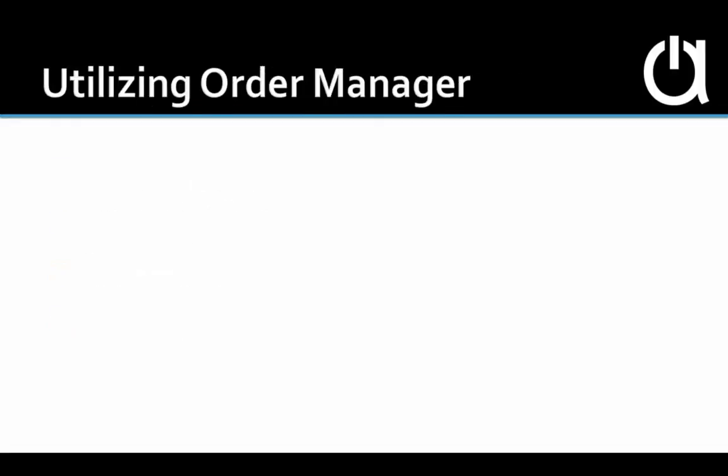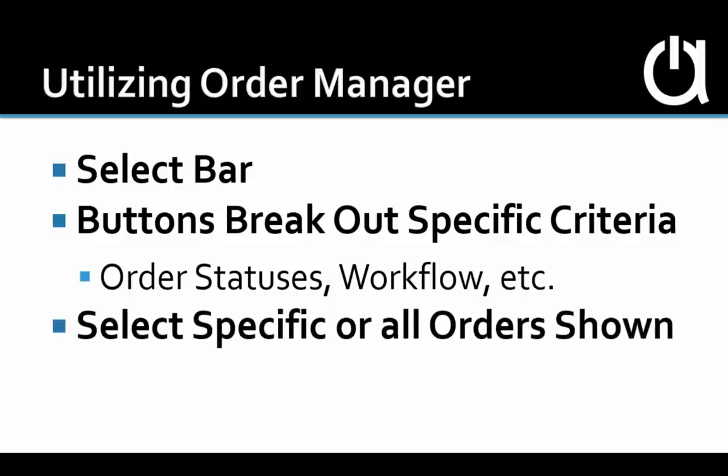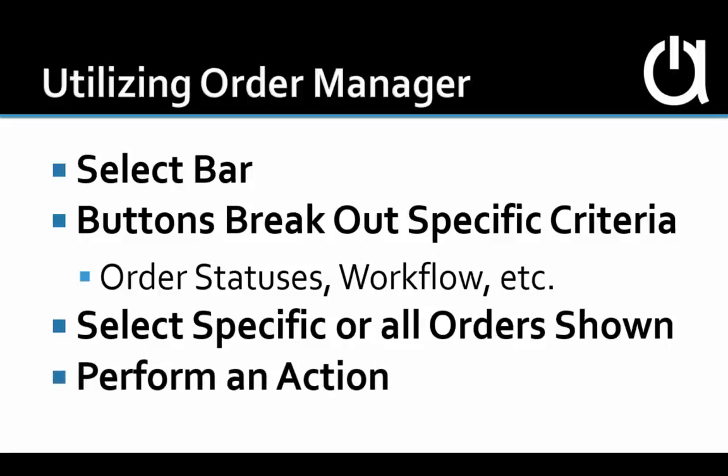To use the Sales Order Manager, you would first select one of the default or custom bars to view. Next, you'll click a button to return a set of orders. If necessary, you can further filter down orders. You would then select the orders on the screen that you want to work with. You can select individual orders, select all orders, or select a set of orders. Finally, you would choose your action from the action menu.